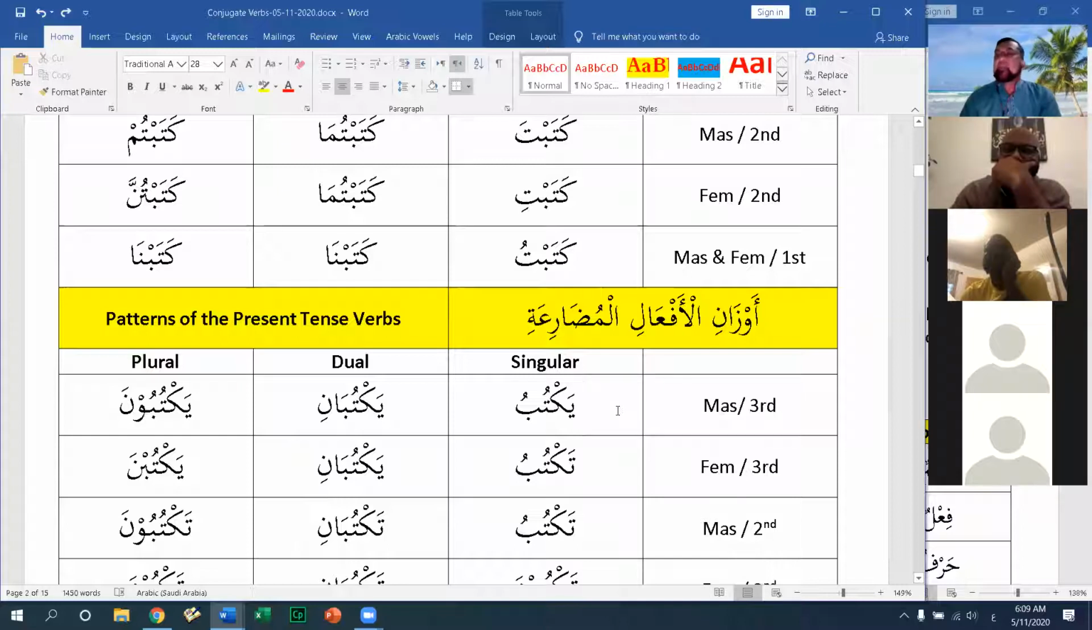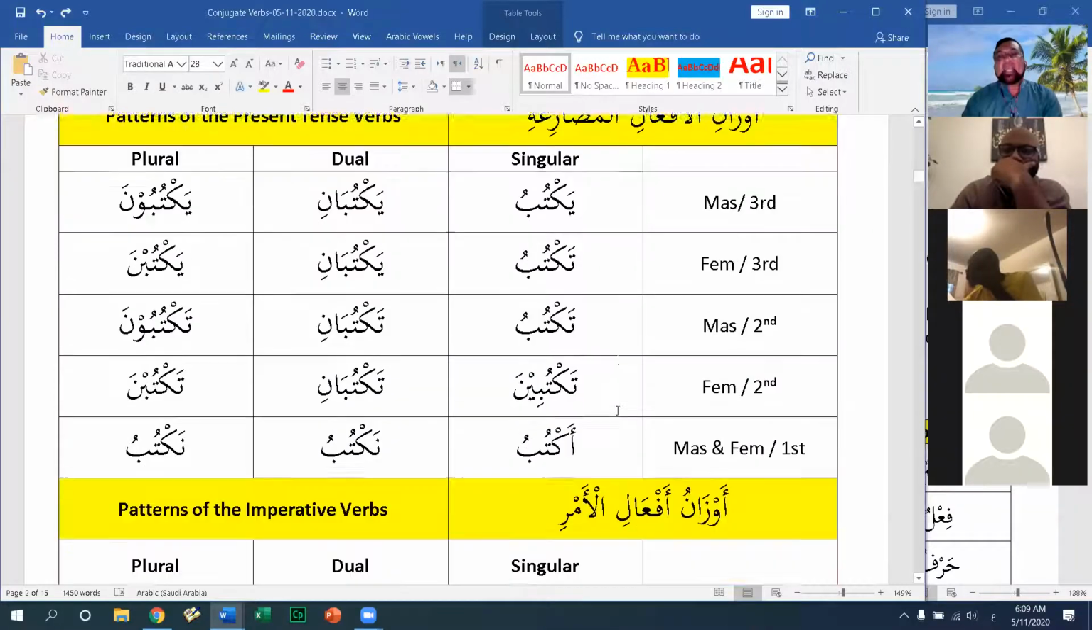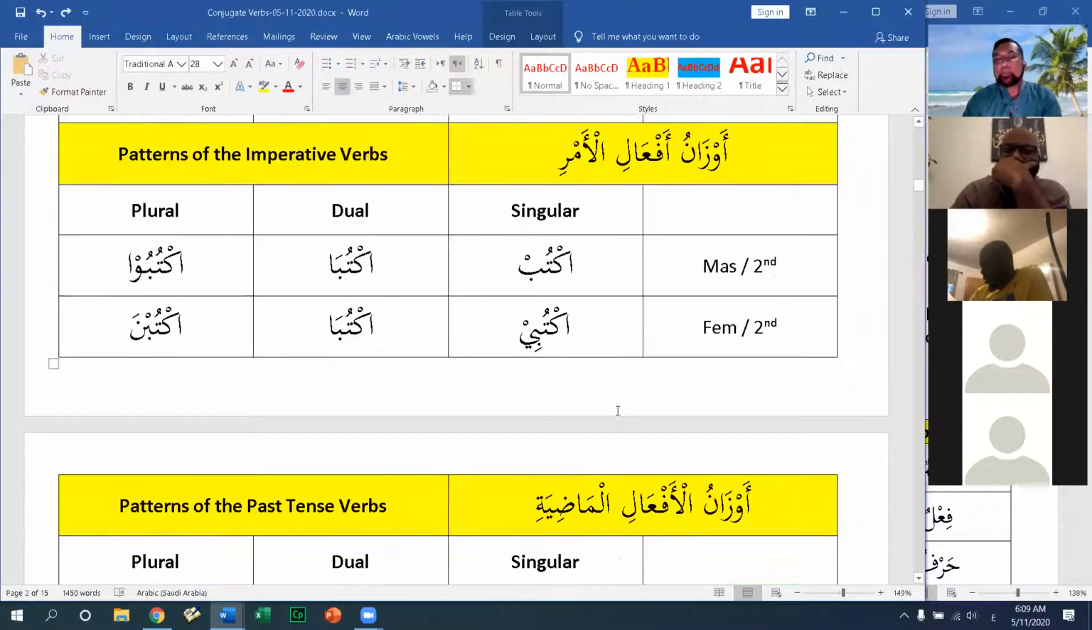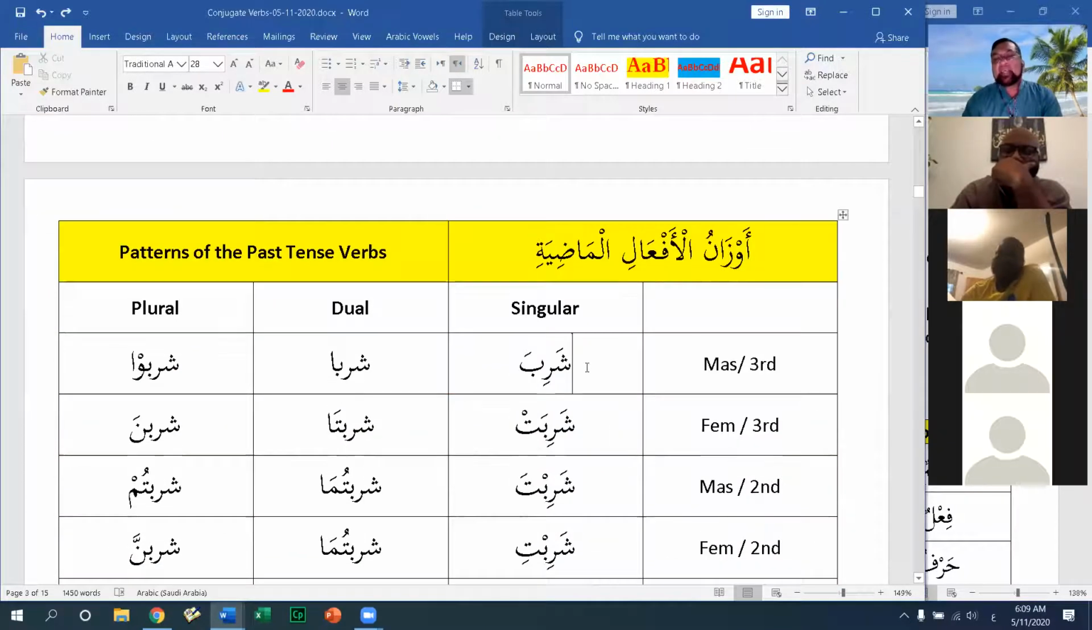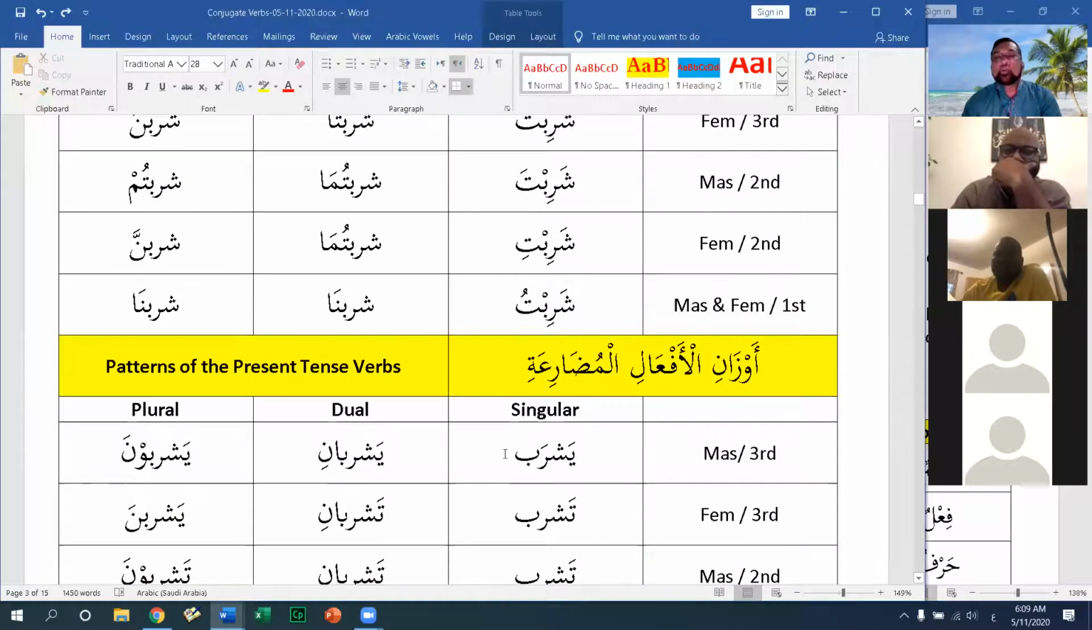But anyway, you have to memorize that for each verb. So for kataba, we memorize kataba yaktubu. For shariba, we memorize shariba yashrabu. See that? Yashrabu.